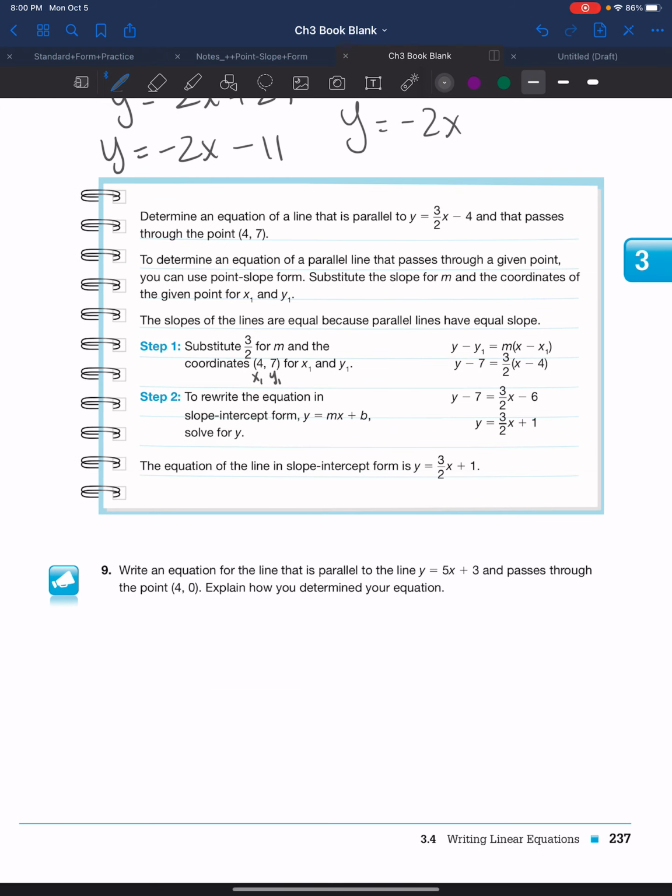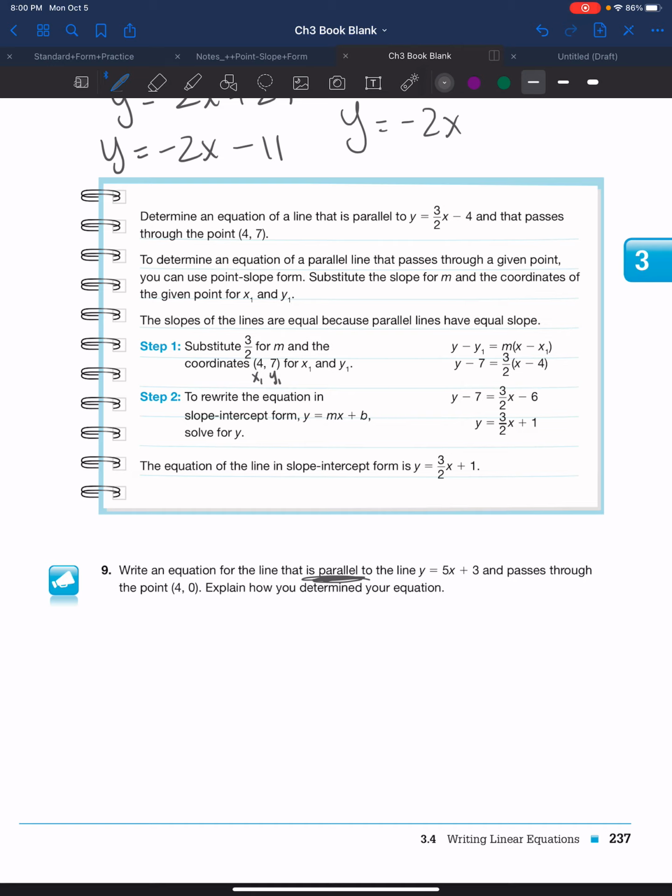So here on number 9, we'll do our own example. Write an equation for the line that is parallel. Anytime I see that in the question, I underline it because I know it's important. Parallel to the line y equals 5x plus 3 and passes through the point (4, 0).